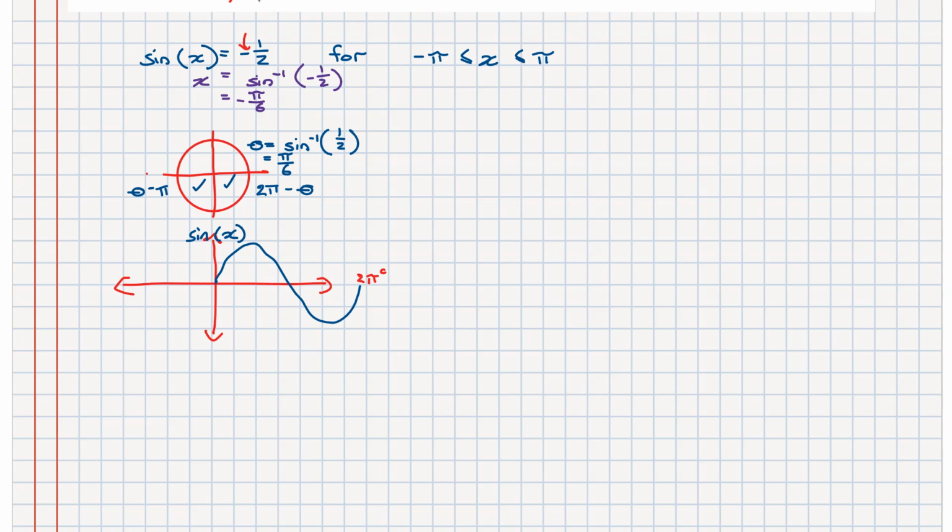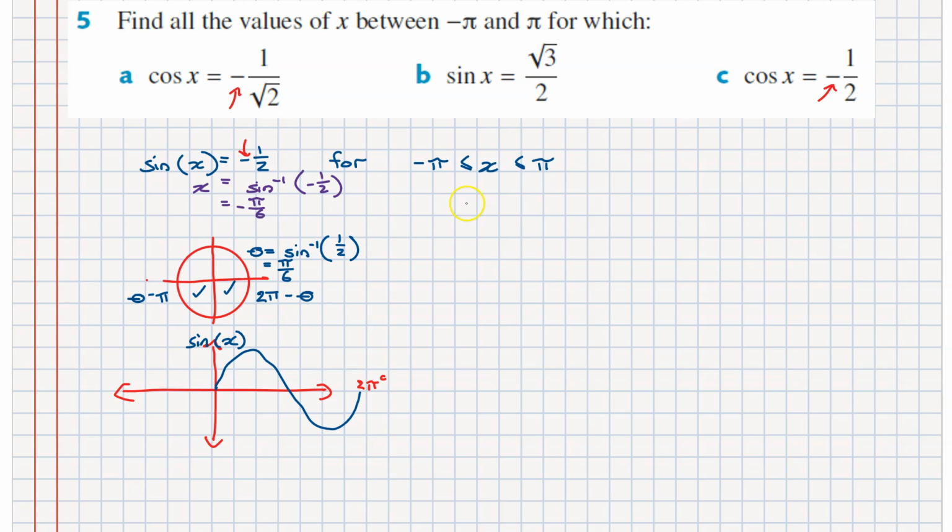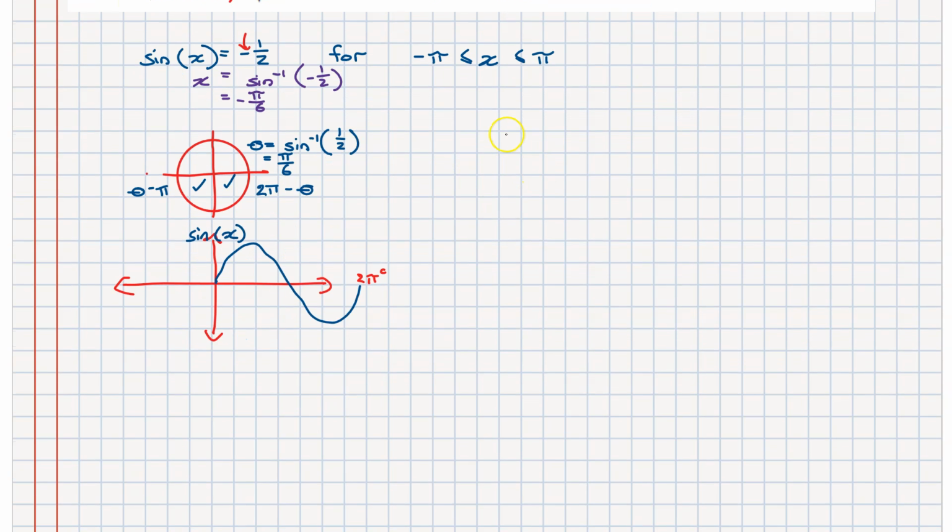But notice that we're not working from 0 to 2 pi, we're working from negative pi to pi. So rather we're working from, it's a bit messy, pi radians, just there, and we're working backwards, like so.